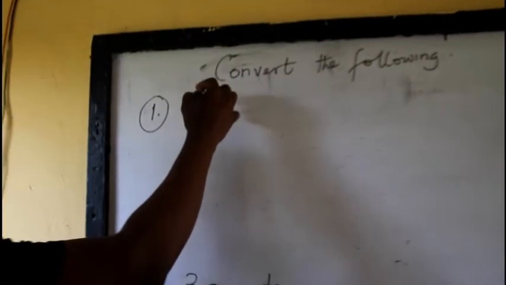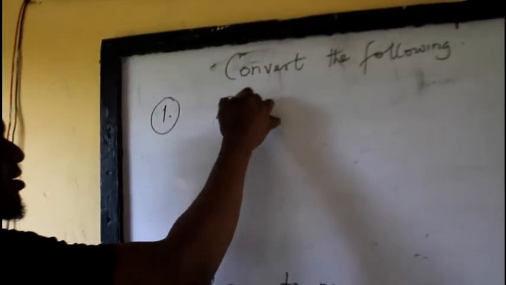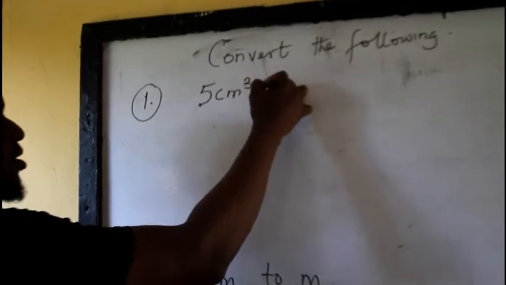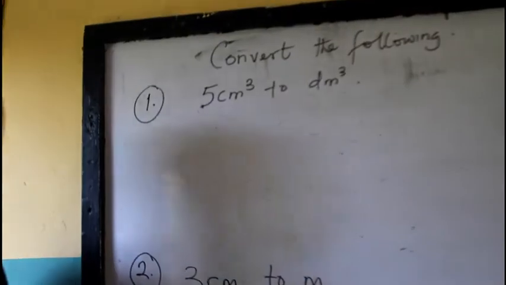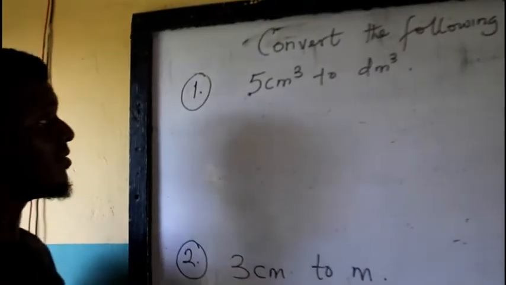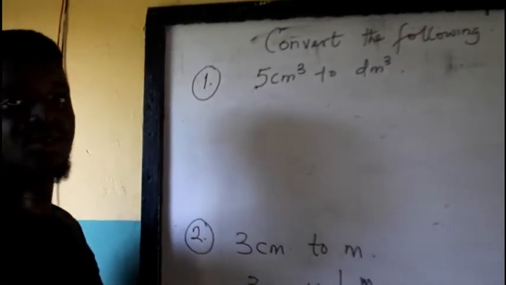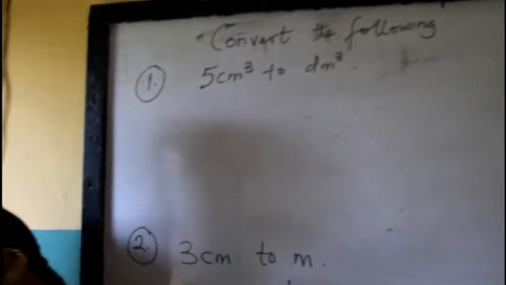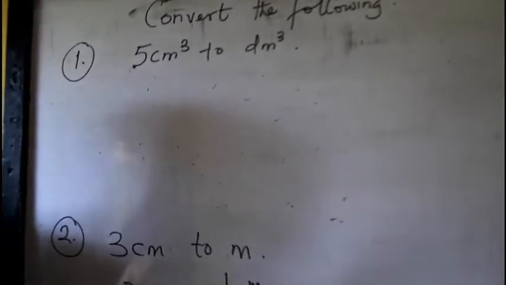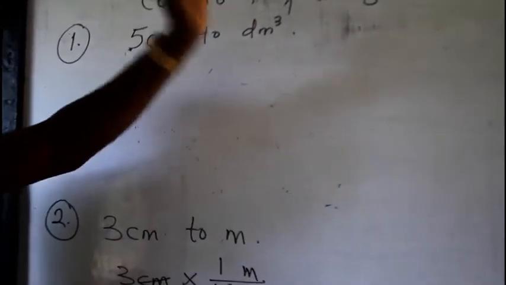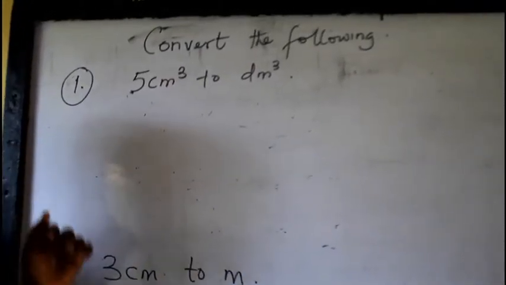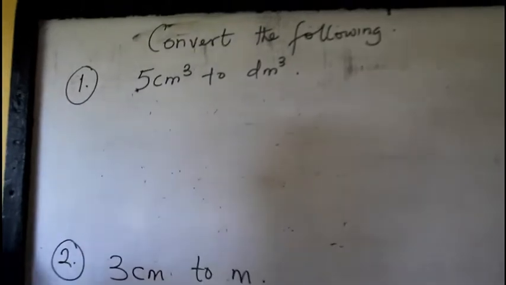I want to convert 5 centimeter cube to decimeter cube. Now, I've taken it higher: 5 centimeter cube to decimeter cube. You can use this for any conversion, as long as you are using a prefix. Just note that. So now let us actually apply it.